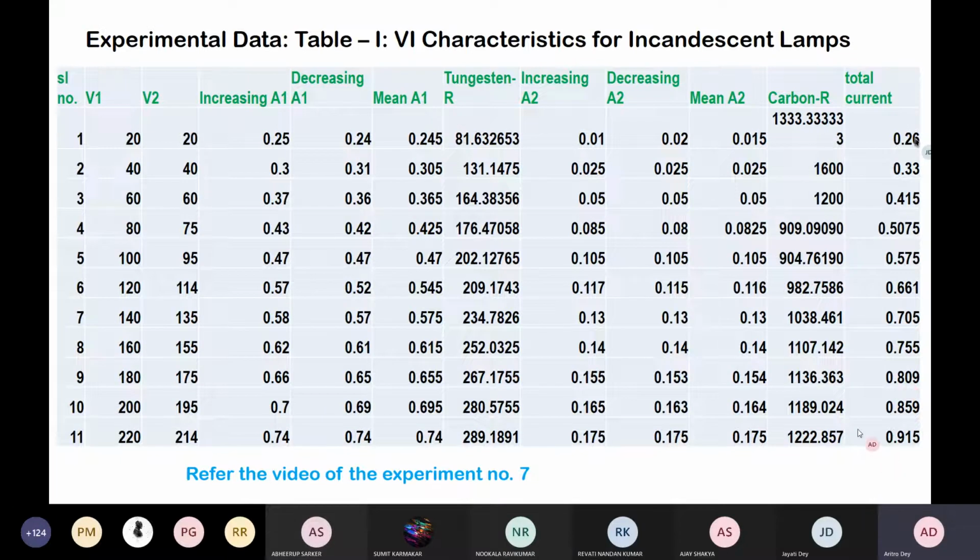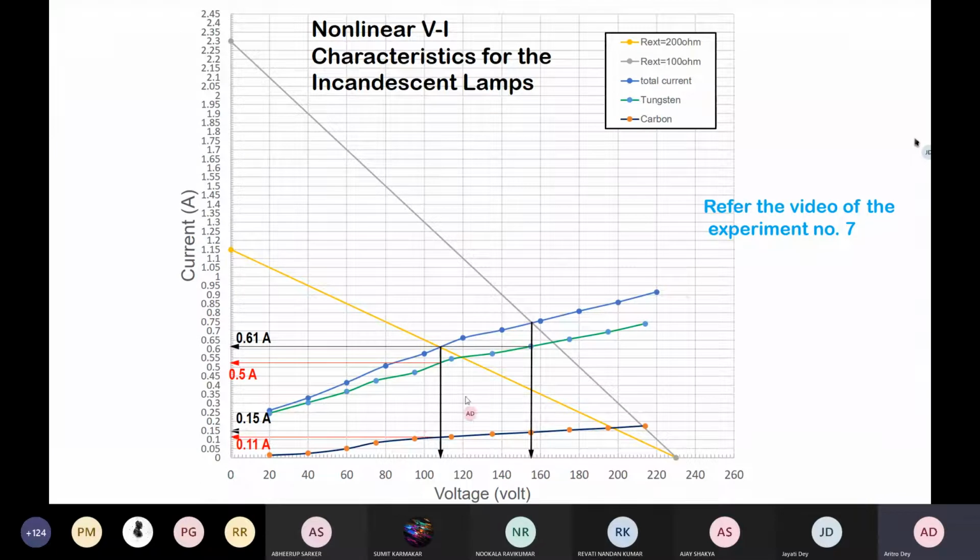Okay, so this PPT is already shared with you so that you can get all the values, and then using this V and mean A, we can draw the VI characteristics. So here in the plot we can see this one is your carbon filament lamp, VI characteristics for the carbon filament lamp, and this is for the tungsten filament lamp, the green one, and the total current we also plot here, which is in blue. This we got from table 1. This is for A2, this is for A1, and this is your total current A.